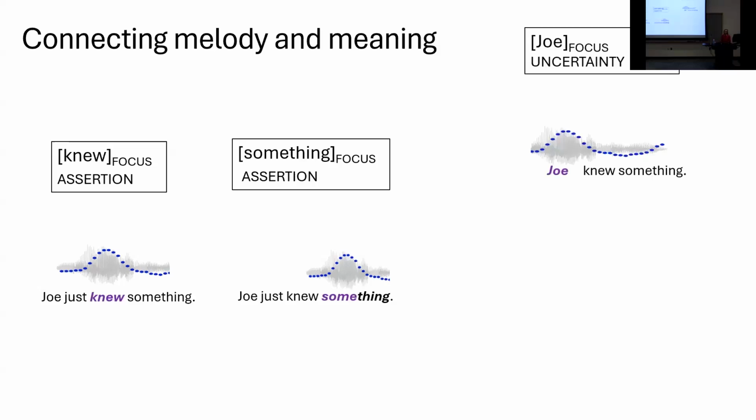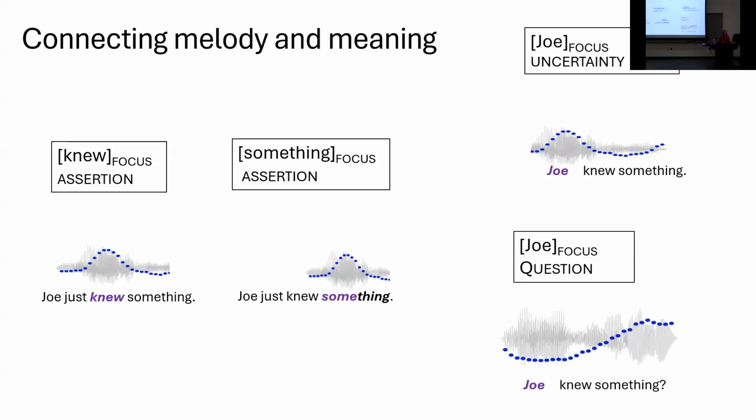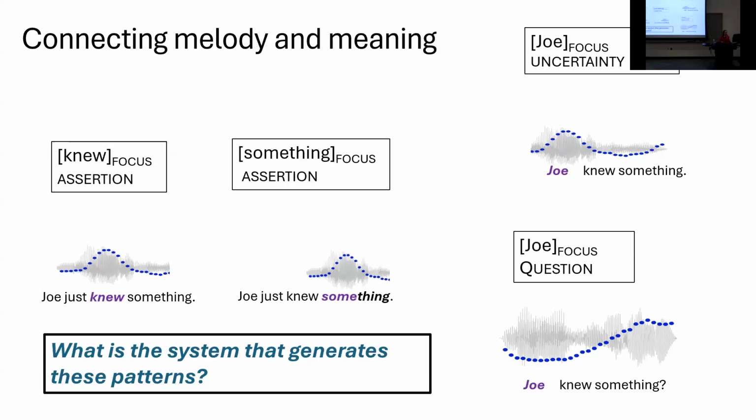A shallow rise on a phrase-final syllable, here a kind of low to a shallow high, can convey speaker uncertainty, while a steeper rise from a low pitch here can convey a question. Okay, so this is just some of the things that people have noticed and talked about in the literature on intonational meaning. The question that I'm asking is, at a most fundamental level, what's the system that generates these patterns associated with these kinds of meaning?